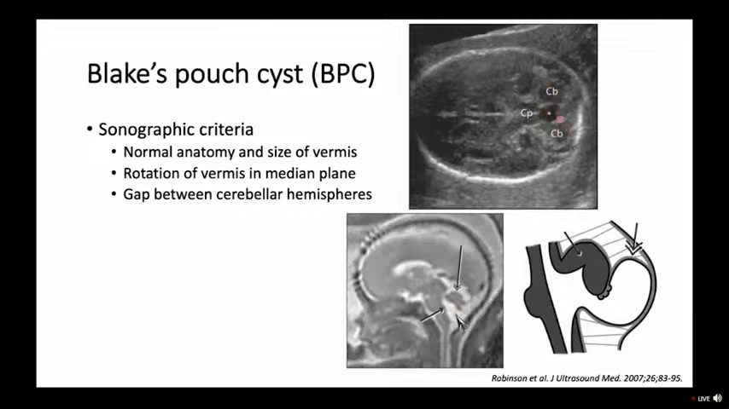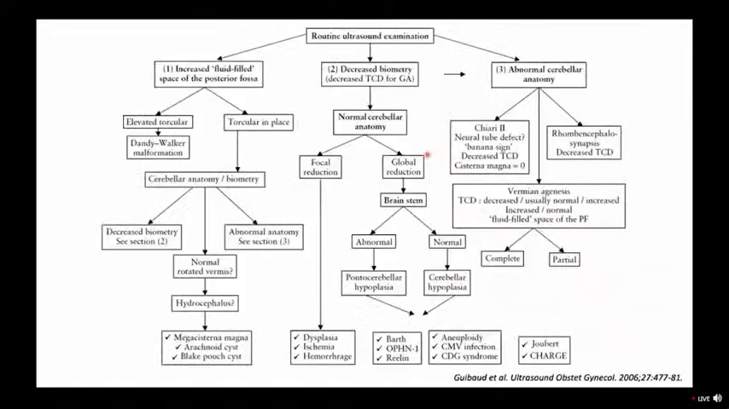The cerebellum is splayed a little bit, but it does not look triangular. It's not a big trapezoid gap. So that's not going to be Dandy-Walker malformation. This is a Blake's pouch cyst. Why do I pound this into your head today?